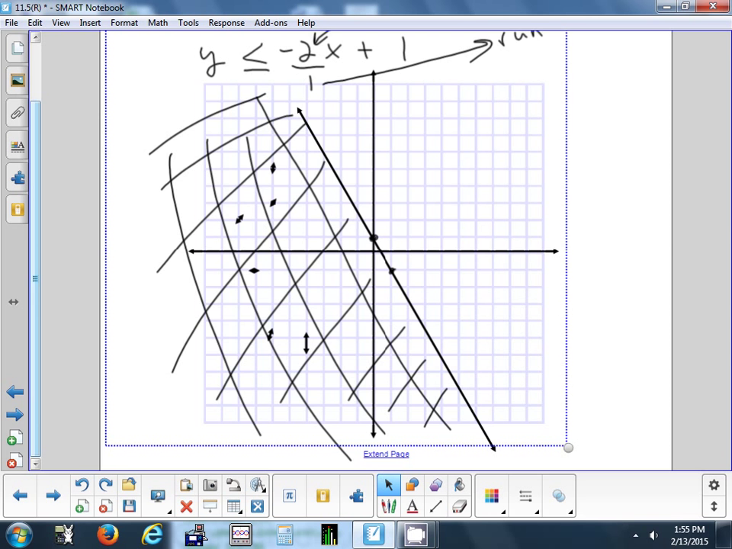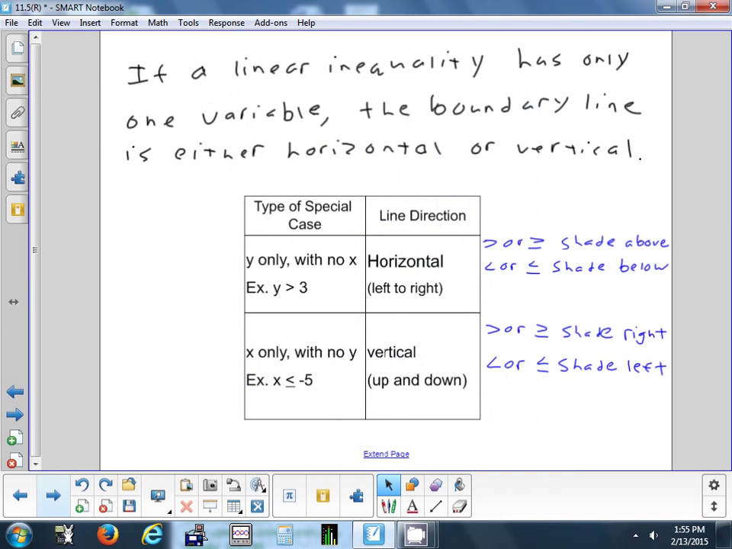All of them. Oh, it was an arrow. Why was it an arrow? Oh, because I had the arrow. Yeah. Okay, now the two special cases. Let's take a look at those.